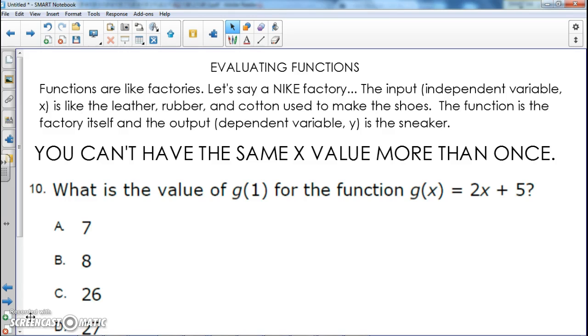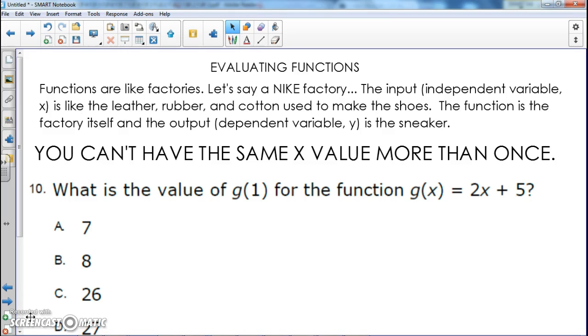I know in class we wrote the same Y value, but please disregard that. I apologize for any confusion. You can't have the same X value more than once, okay? It's not the Y value, it's the X value.